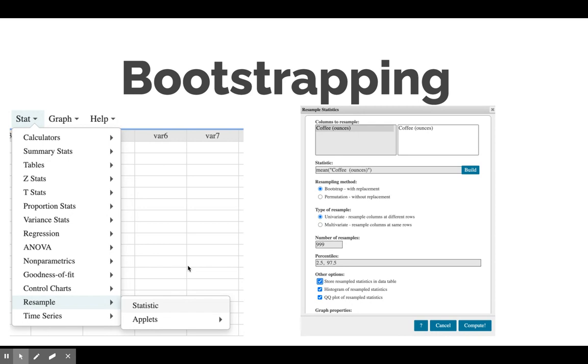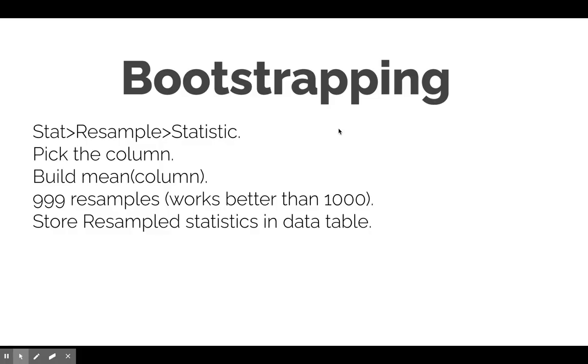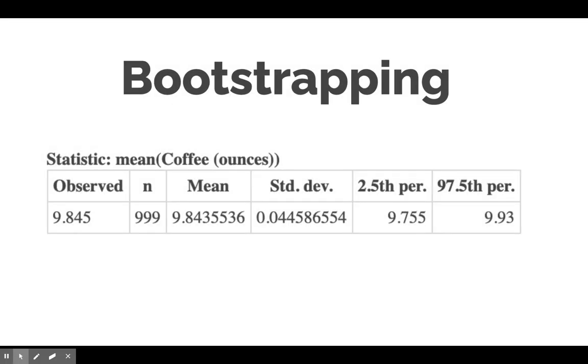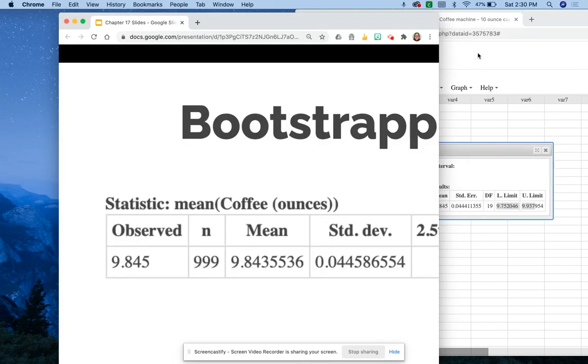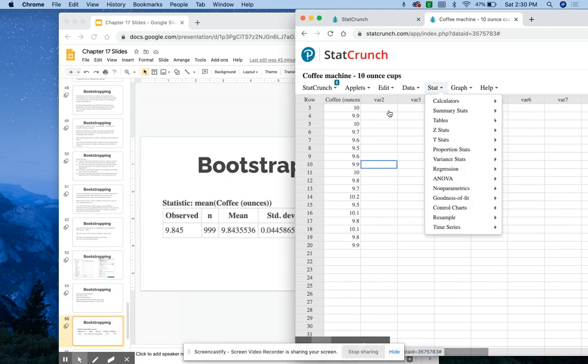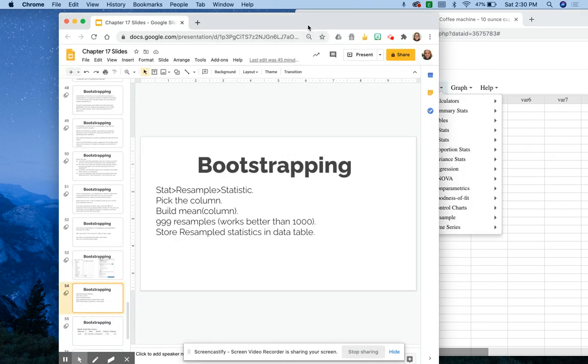To do a bootstrap, the steps for it, and there's just like one or two homework problems on this, you would have to go to Stat, Resample, Statistic, and you would select the column that had the raw data. And again, it'll show you the steps in here. And when you do that, this is the information that you should get. So for this, I'll just show it with my coffee data real quick, and I'll have the steps pulled up here just so you can follow.